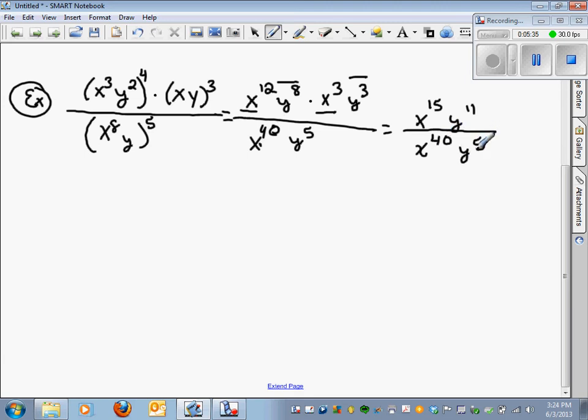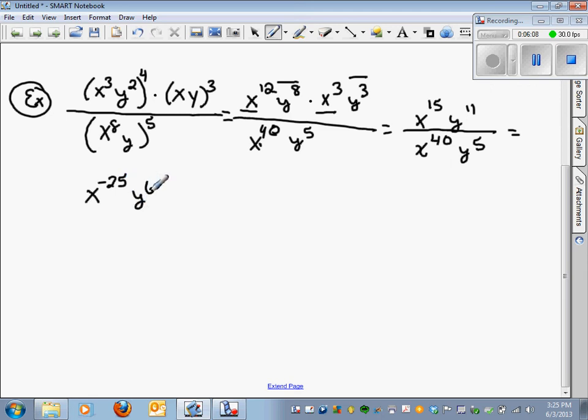Now we can simplify. We have x to the 15th divided by x to the 40th. Here's where you have a couple of ways you can think about this. One way is to use our shortcut. X to the 15th over x to the 40th, we can take those exponents and subtract them. Well, 15 minus 40 would be negative 25. So that is x to the negative 25. And then y to the 11th divided by y to the 5th, well, 11 minus 5 is 6, so that would be y to the 6th power.